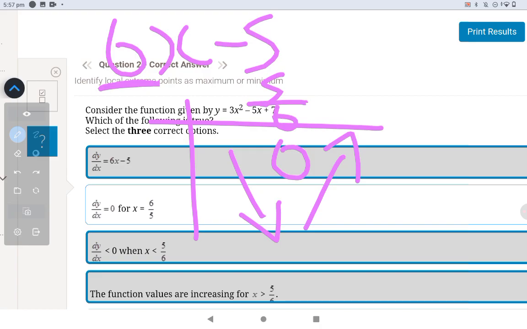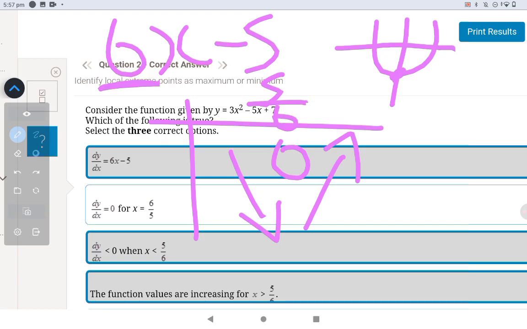So 5 over 6 is the minimum. In a graph, this is 5 over 6. It's the minimum, so anything before it is going to be negative. Okay, so dy over dx is less than 0 when x is less than 5 over 6. You can even put it on the calculator if you want. You can substitute a value less than 5 over 6 and you're going to get a negative.